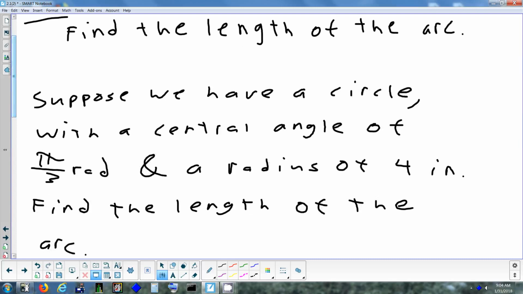Okay. So the question is to find the length of an arc, and it says you have a circle, and inside the circle there's an angle of pi over 3 radians. The radius of the circle is 4 inches. Find the length of the arc.